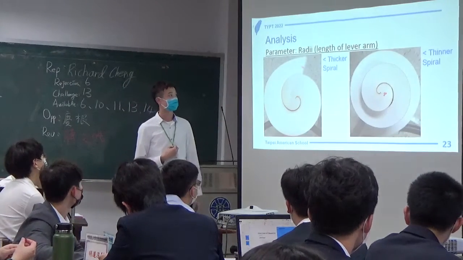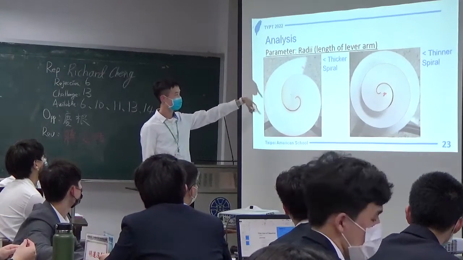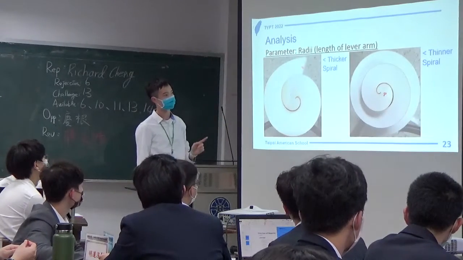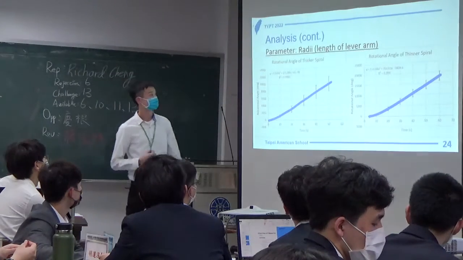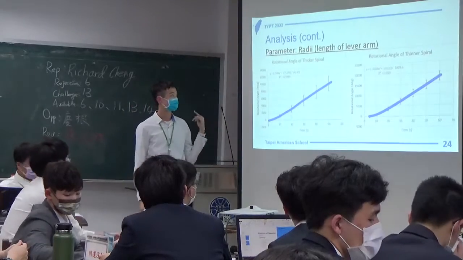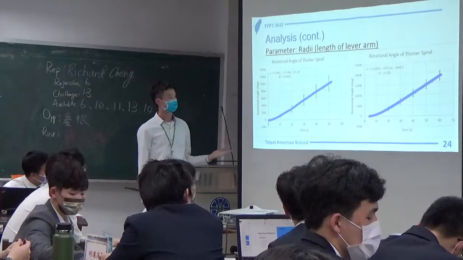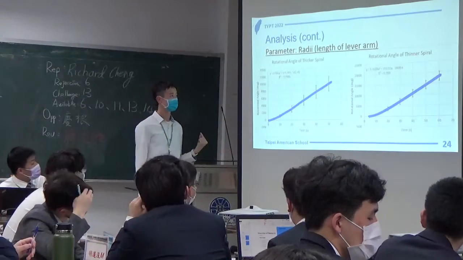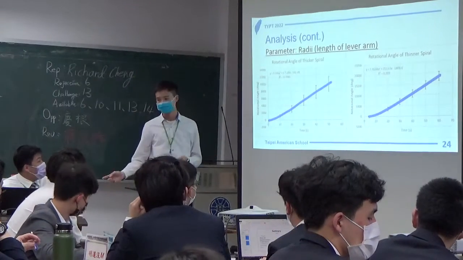So first, I tested different radii. I have a thicker spiral with a smaller average radius. I also have a thinner spiral with a greater average radius. These are the graphs I obtained from my experiment. The rotational angle versus time of my thicker spiral, as you can see from this graph, accelerates slower than the thinner spiral. It also travels at a slower velocity than the thinner spiral.